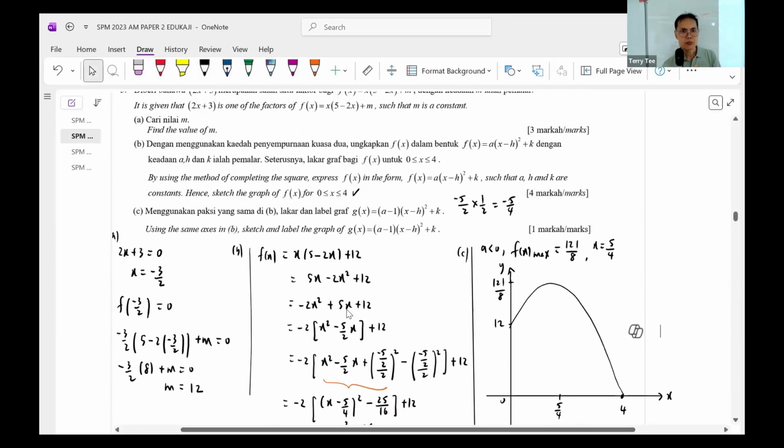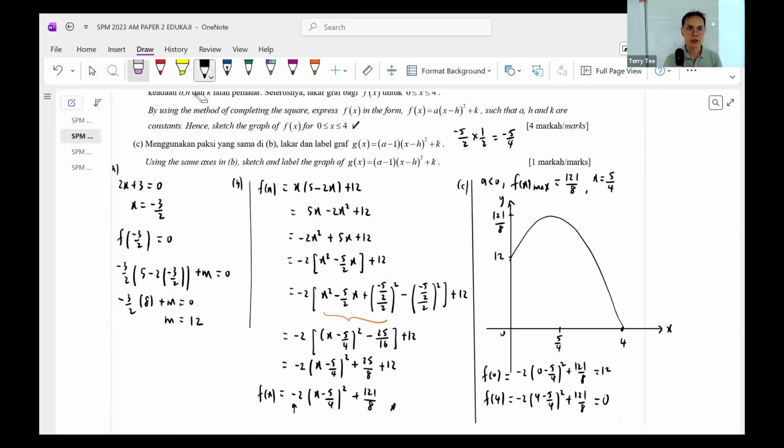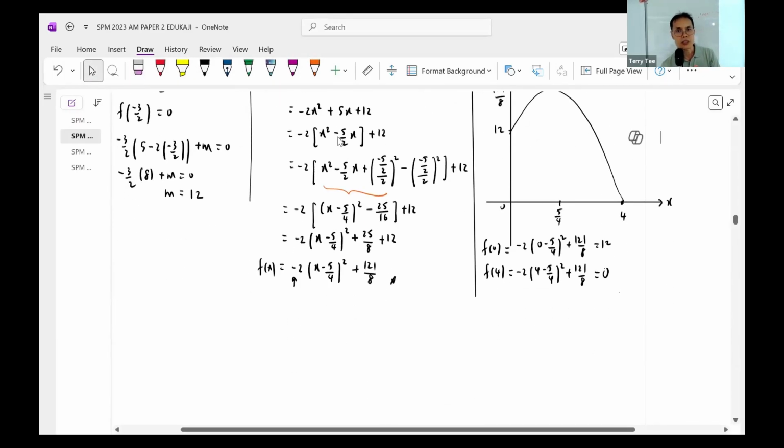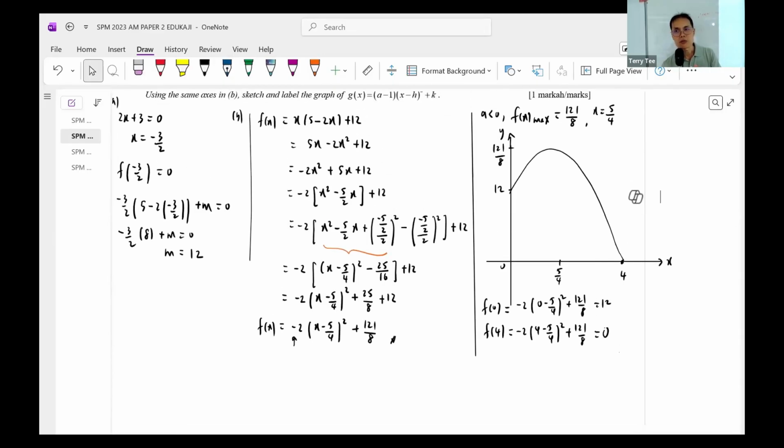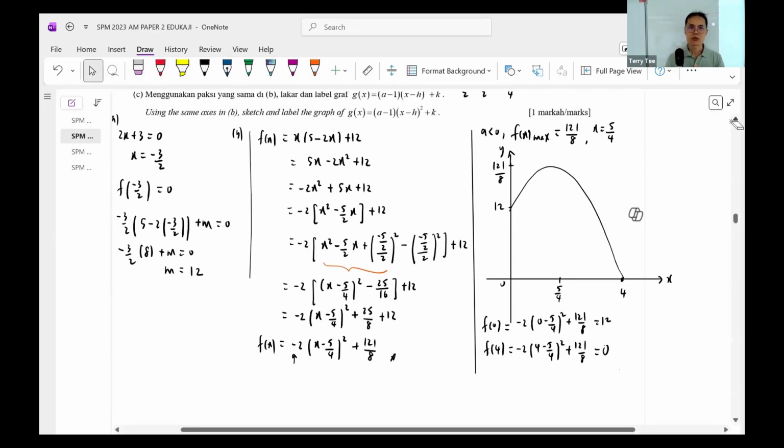Wait, this is still part B. Let me change this. Part C, you need to draw on the same axis. But first, let me calculate what the new function g(x) is.